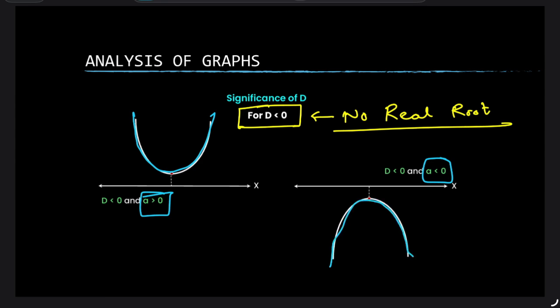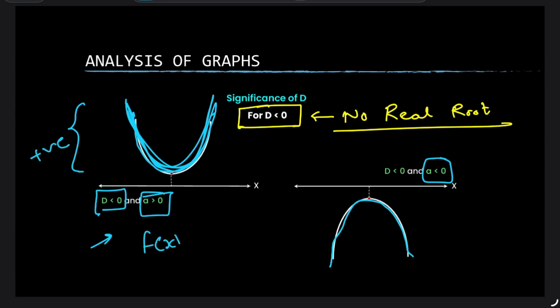For the first one, since d is less than 0, it will always be above the x-axis, and always above the x-axis means the graph will always be positive. So f of x is strictly greater than 0, and for the second one f of x is strictly less than 0. Okay, so we are done with analysis of graphs.